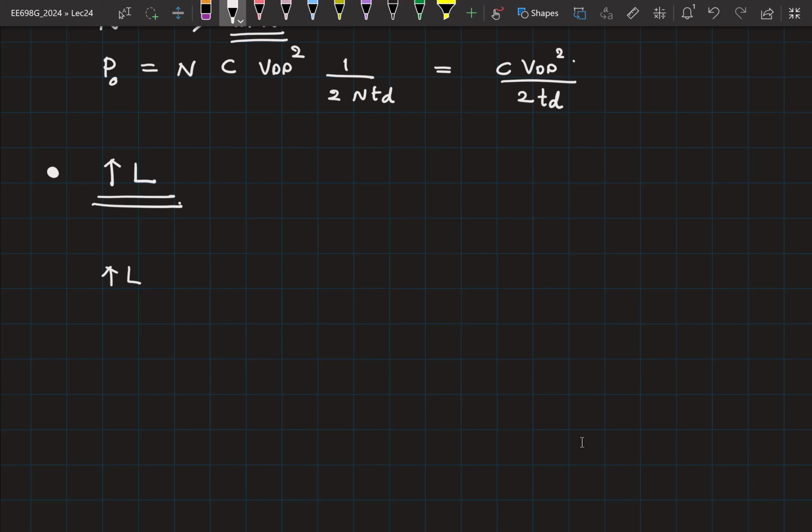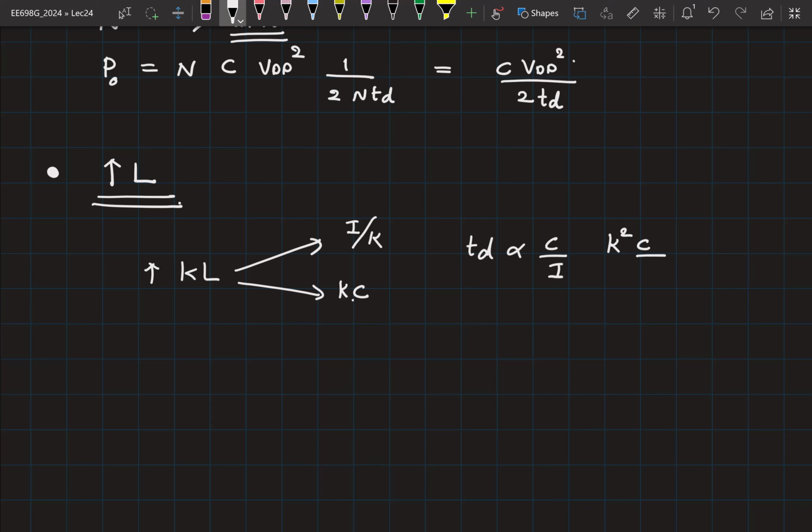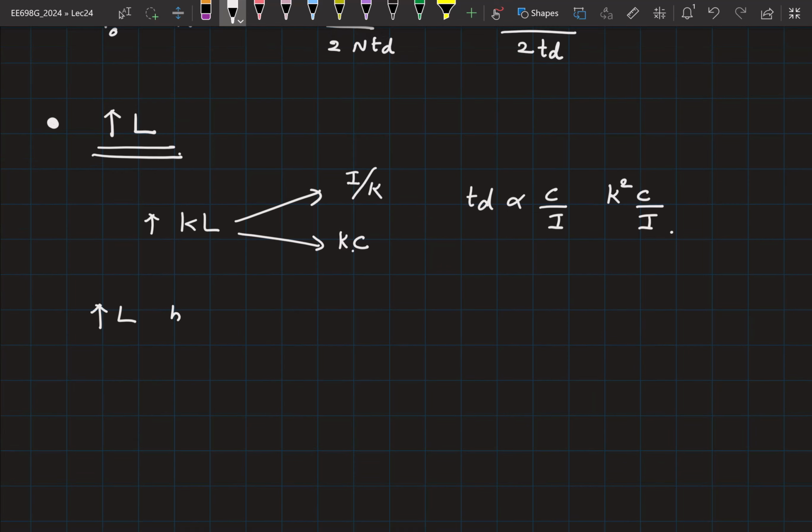No, its capacitance is also changed. So if I increase my length by K times, the current reduces by K times and all the self capacitances will increase by K times. My delay is proportional to C by I. So this will become K square C by I. Right? So if I want to change the delay by M, I have to increase the length by root M. Right? So you increase the length by root M. What happens to the power?